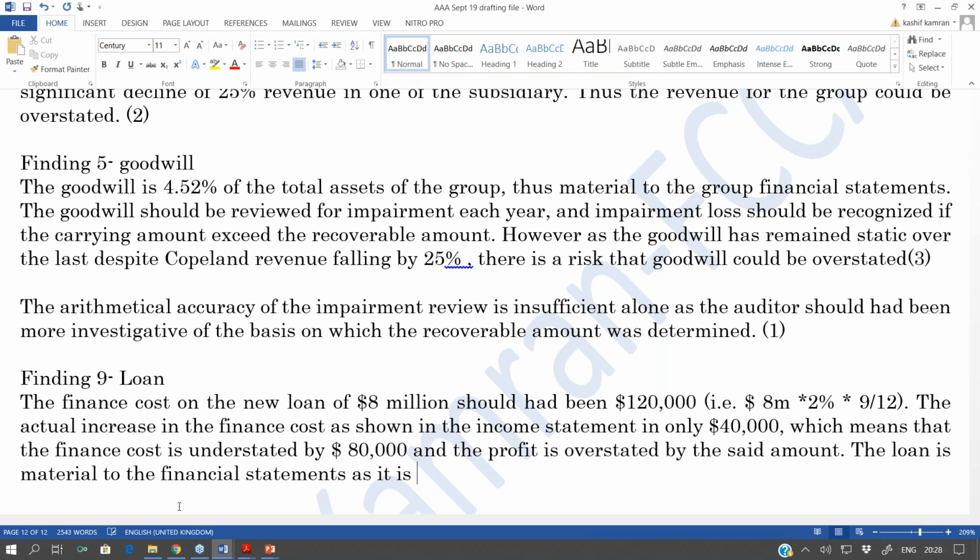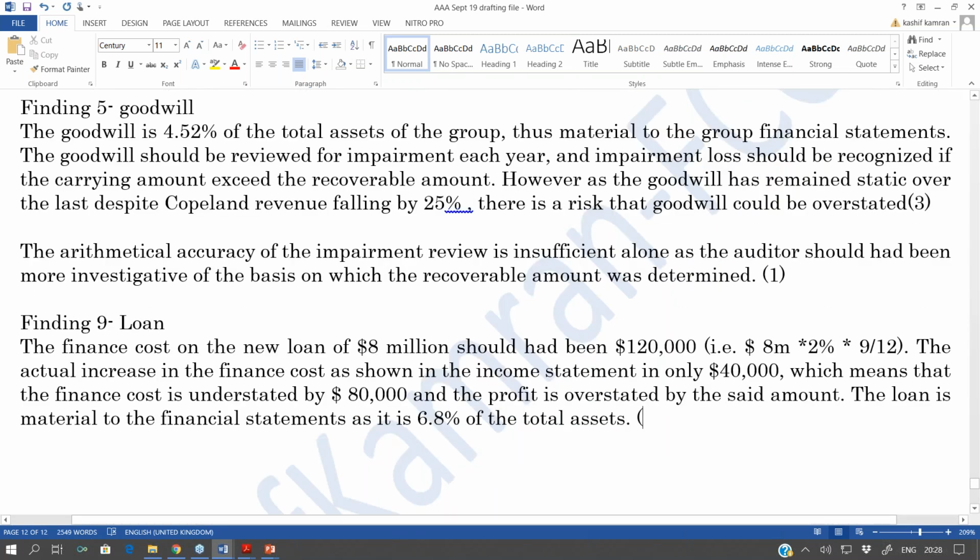as it is 6.8% of the total assets, right? And we're getting the materiality, and with all those calculations coming in, though we didn't write the accounting treatment, there was so much calculation involved in 120,000 and then finding the 40,000 and then saying the profit is overstated. This will all accumulate to 3 marks here.